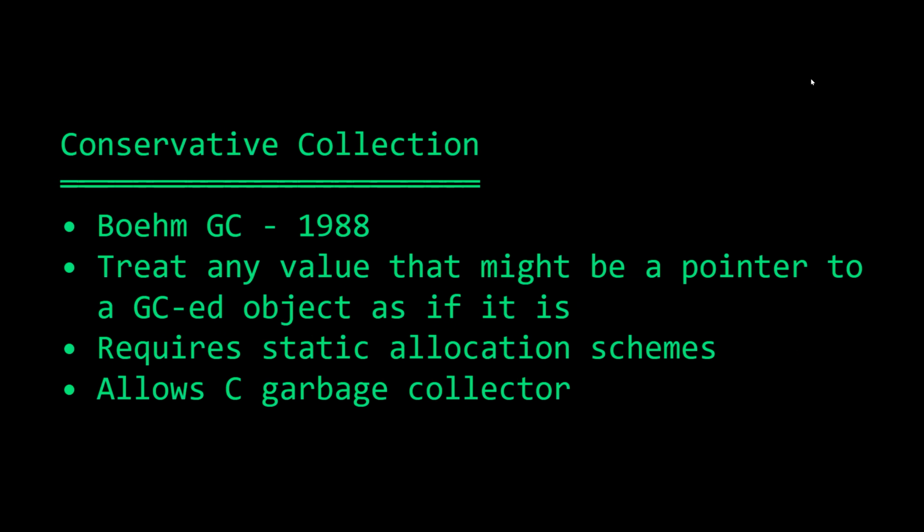A conservative garbage collector is an idea that came from a guy named Hans Boehm in 1988. It's the idea that you treat any value in memory that looks like it might be a pointer to a garbage-collected object as if it is. So you conservatively assume that if something could be a reference to something, it is. It's a strategy that only works if your garbage collector is a stationary collector, because if you move things around, you have the risk that a pointer in memory might not point to the right place anymore.